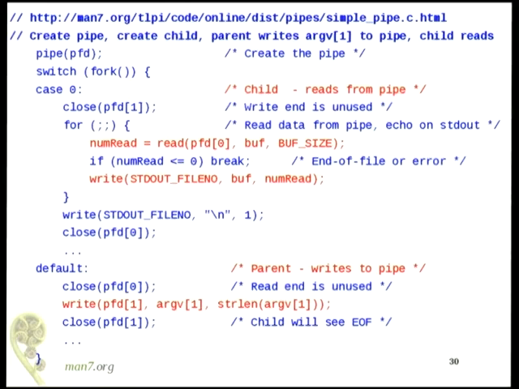The parent here is writing a string into the pipe. The child is reading that data from the pipe inside a loop and writing to standard out. And then at the end, the parent closes the file descriptor. At that point, the child's next read will see end of file, a 0 return from the read. Any questions at this point?